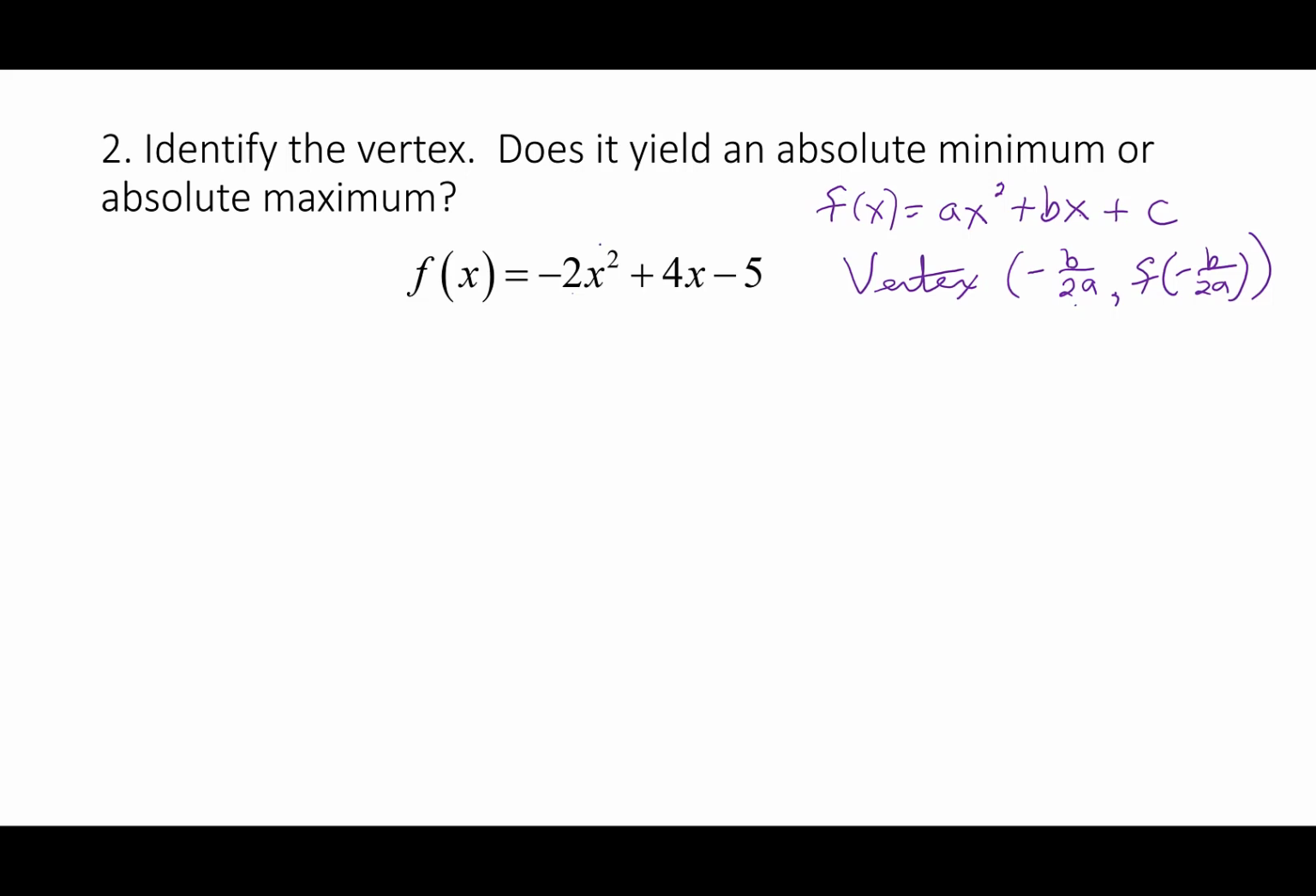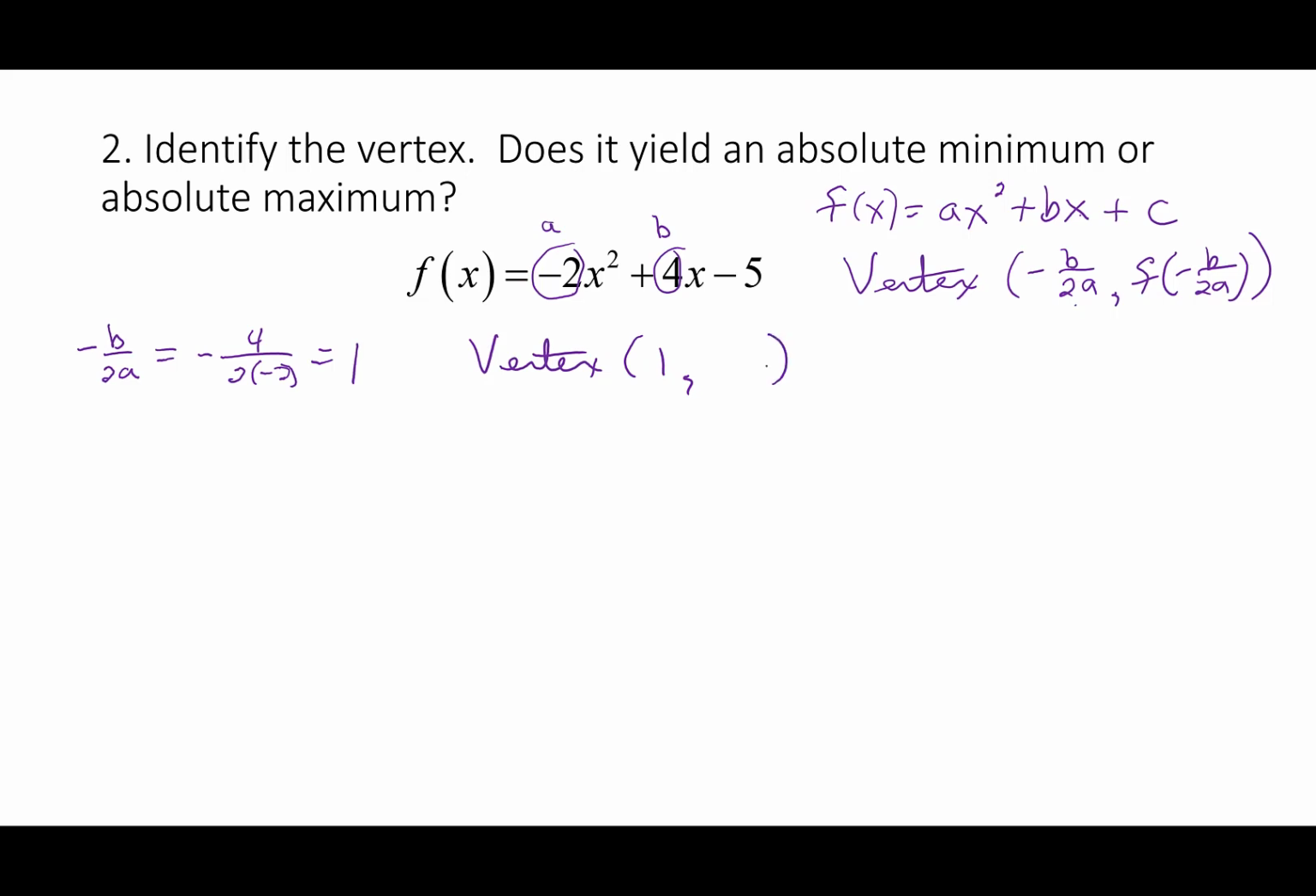We need to figure out what a is. Here a is negative 2, b is 4, and c, which we don't really need at the moment to find the vertex, c is negative 5, right? Okay, so let's go ahead and find negative b over 2a, and that would be equal to negative 4 over 2 times negative 2, which gives us 1. So the first coordinate of the vertex is 1.